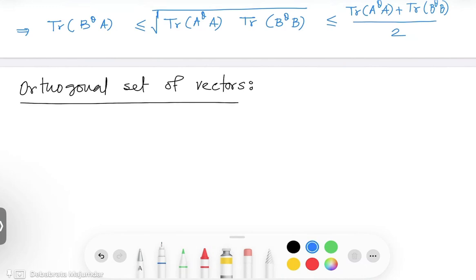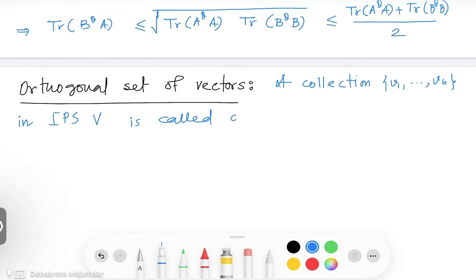An orthogonal set of vectors, a collection v1 to vn in an inner product space, is called orthogonal if ⟨vi, vj⟩ is equal to 0 for all i not equal to j. So what will I call this collection? I will call it an orthogonal set of vectors if each one gives inner product 0 with every other one.